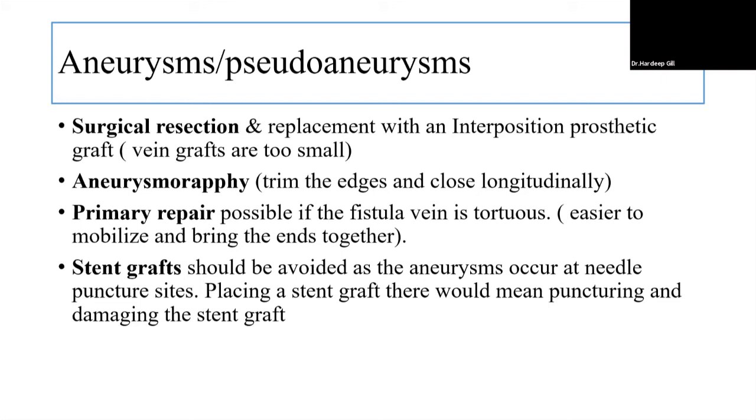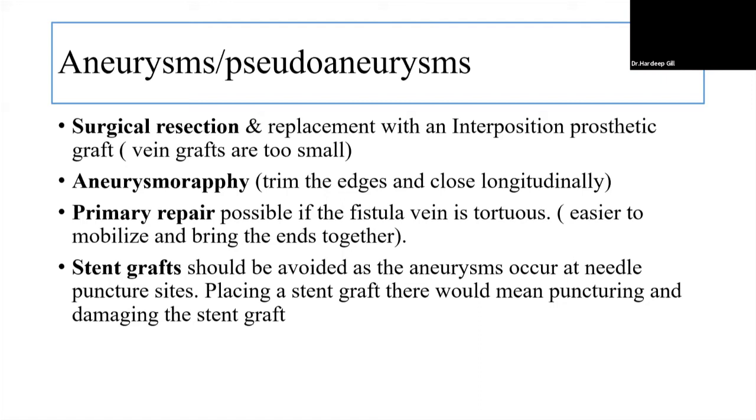Aneurysmorrhaphy is also done. So we expose the aneurysm, control the fistula, open the aneurysm, trim the edges, and then close it longitudinally. Now, if a fistula is very tortuous, then you can do primary repair. So you resect the aneurysm and you can mobilize the segment of the fistula proximally and distally and bring the ends together.